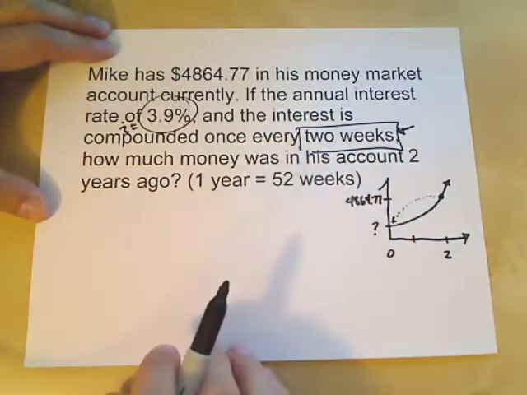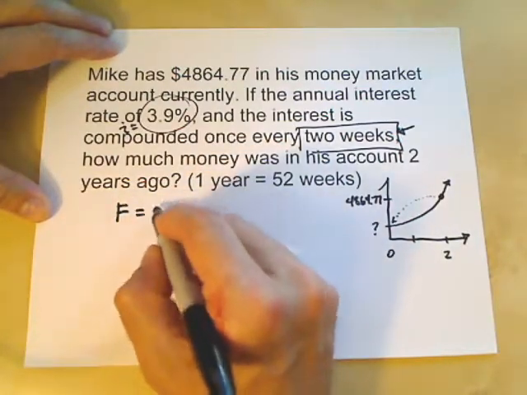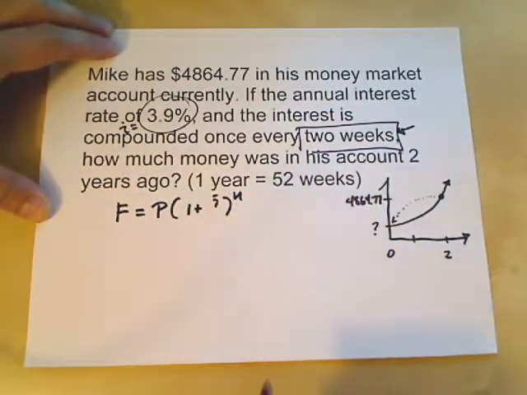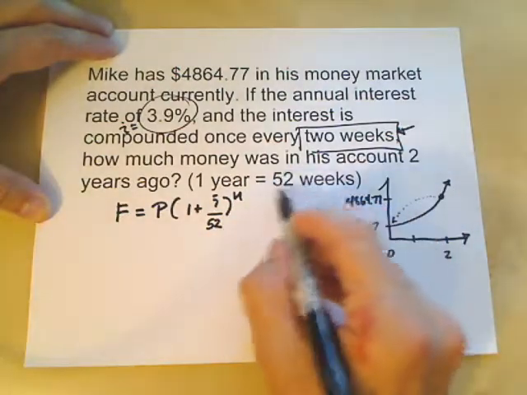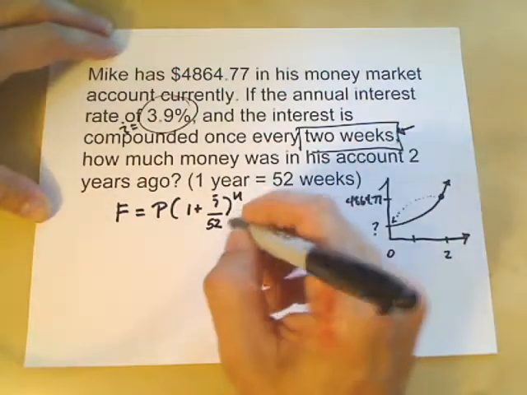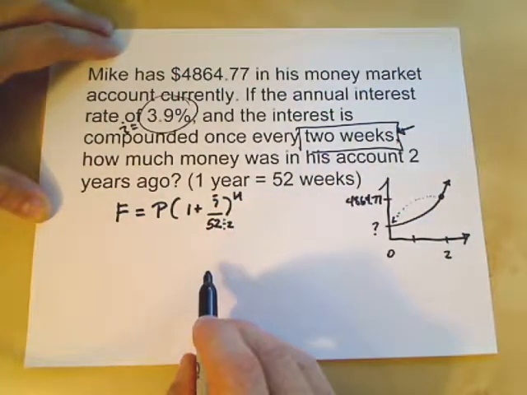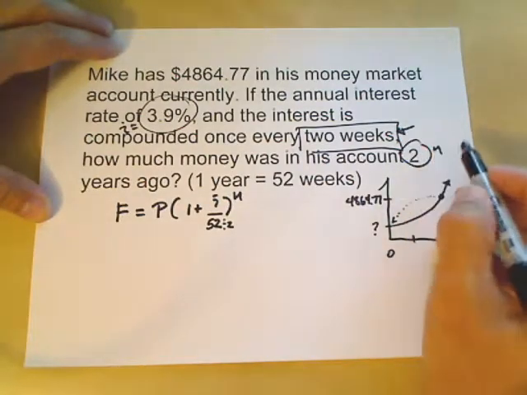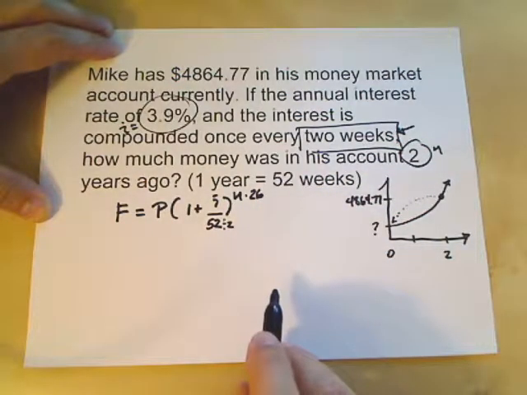I'm going to show you how to do it on a per week basis. Same formula, F equals P times (1 plus I) to the n. But this time there are 52 weeks in a year. We're compounding every 2 weeks. There will be 26 compounding periods. It's 2 years ago, so n is 2, but we're going to multiply by the 26 compounding periods.